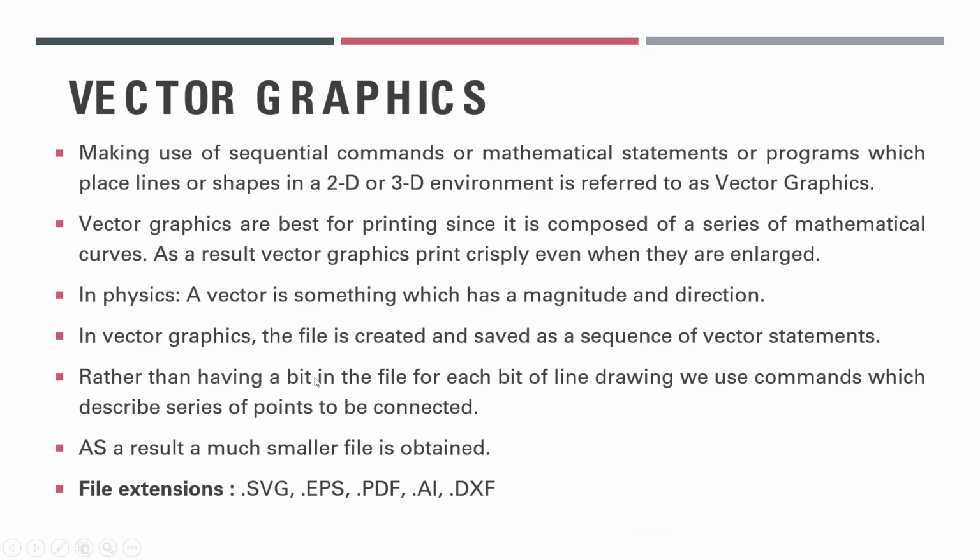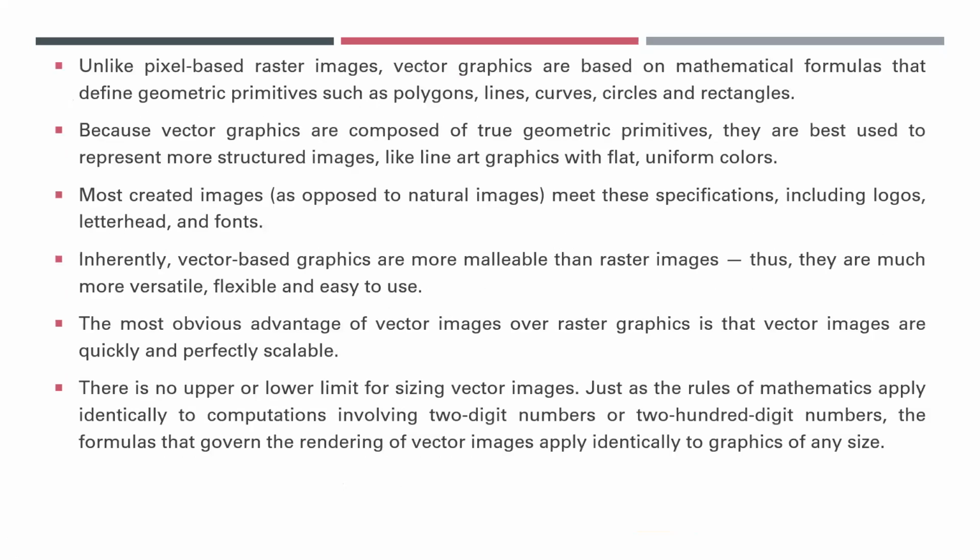So rather than having a bit in the file for each bit of the line drawing, we use commands which describe the series of points to be connected. As a result, a much smaller file is obtained. The file extension for vector graphics is .svg. If you use an editor like Inkscape, it will generate SVG output. Then we have other formats here: EPS, PDF, AI, and .dxf.